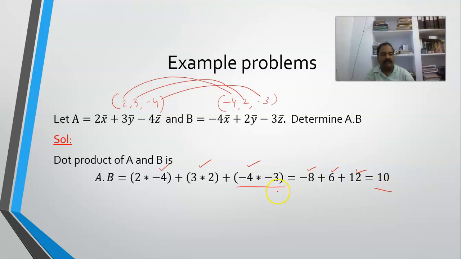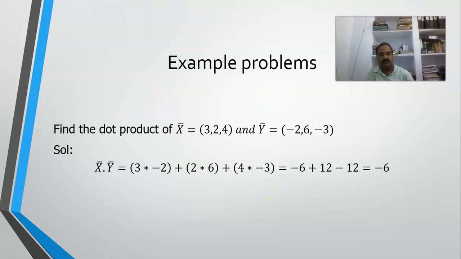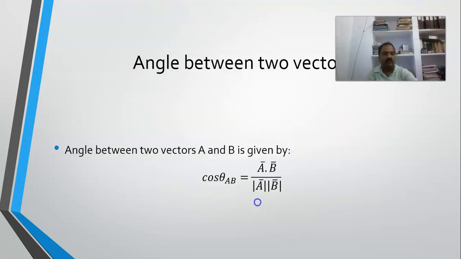Now, moving on to one more problem. Let us suppose I have two vectors with coordinates 3, 2, 4 and minus 2, 6, minus 3. The dot product of these two is 3 into minus 2 plus 2 into 6 plus 4 into minus 3. So this is minus 6, this is 12, this is minus 12. The summation of all these terms cancels out and you will get the result. So this is what the dot product is.